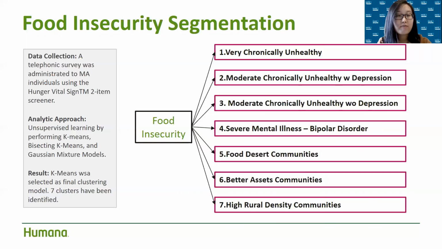We also identified 3 other clusters that are based on the community level. Such as the 5th cluster, food desert communities. That means those members live in food desert communities. And we also have clusters 6 and 7, better access communities and high rural density communities.